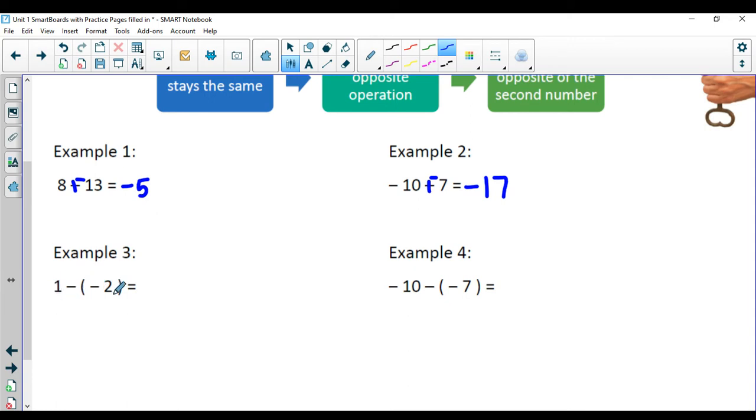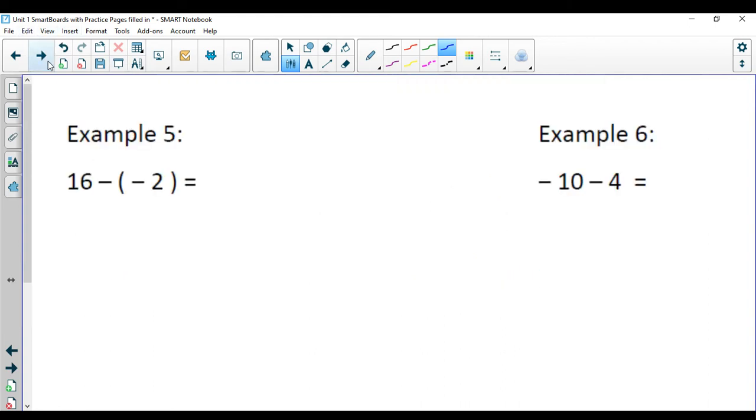1 minus a negative 2 in example 3. Big old plus sign here, and 1 plus 2 is going to give you 3. In example number 4, first number is going to stay the same, minus, those will both become positive, so I can make a big old plus sign. What is your answer going to be on this one? If you have negative 10 plus a 7, you're going to get a negative 3 for your answer.